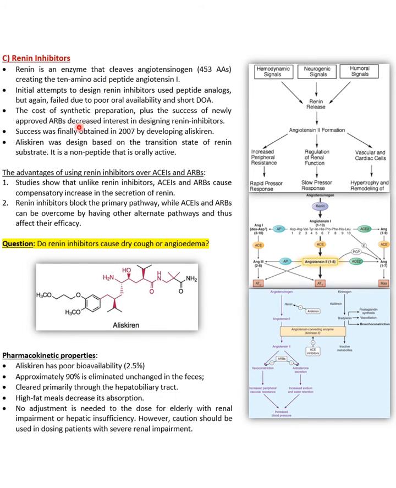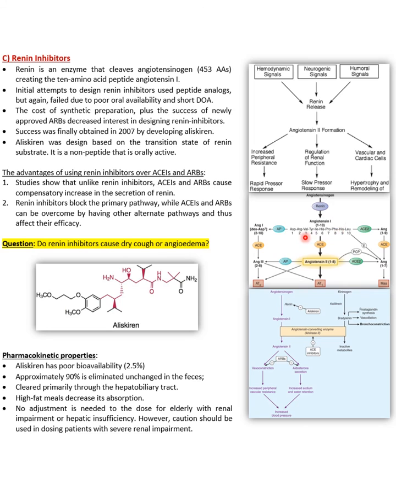The last class in this lecture is the renin inhibitors. The unique thing about renin inhibitors is that renin is the primary route for the production of all the angiotensin, so inhibiting it should be more comprehensive and more effective.